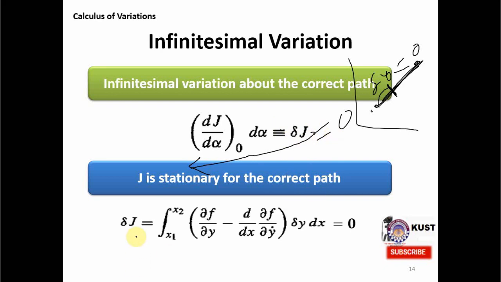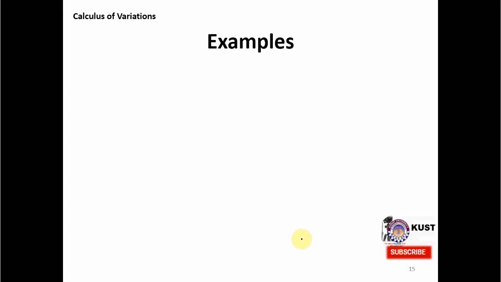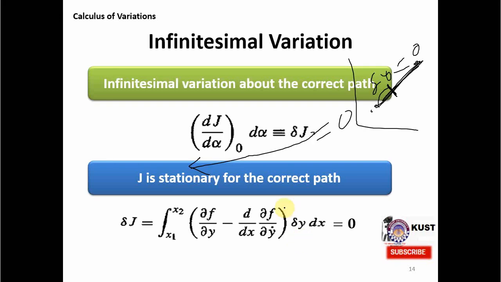So this delta J, as you see, was equal to this integral, and this integral is equal to 0. But now we have the lemma, and from this lemma you know that this will actually give us the equation of motion.